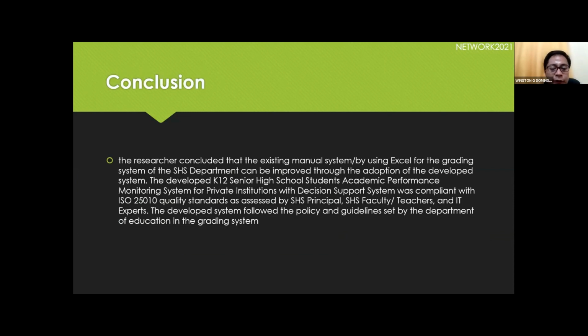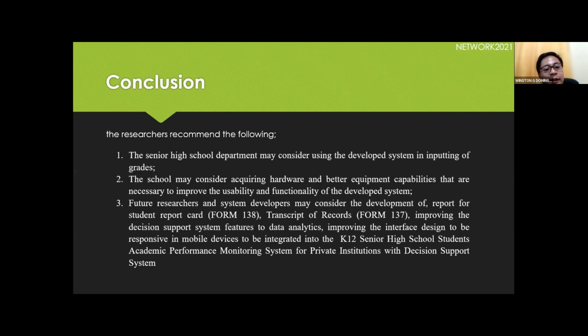In the conclusion, the researcher concluded that the existing manual system using Excel for the grading system of the Senior High School Department can be improved through the adoption of the developed system. The developed K-12 Senior High School Students Academic Performance Monitoring System for private institution with decision support system was compliant with ISO 25010 quality standards as assessed by the senior high school principal, senior high school faculty or teachers, and the IT experts. The developed system also followed the policy and guidelines set by the Department of Education in the grading system. And the researchers recommend the following for the improvement of the system.